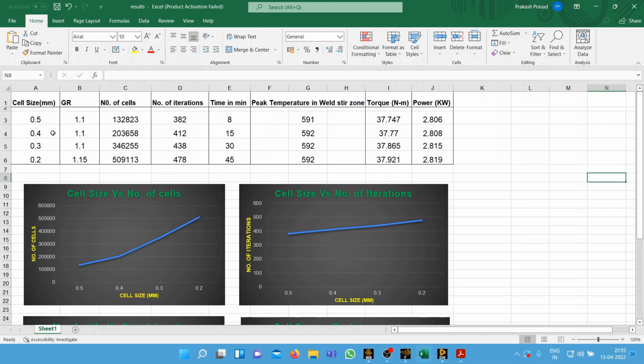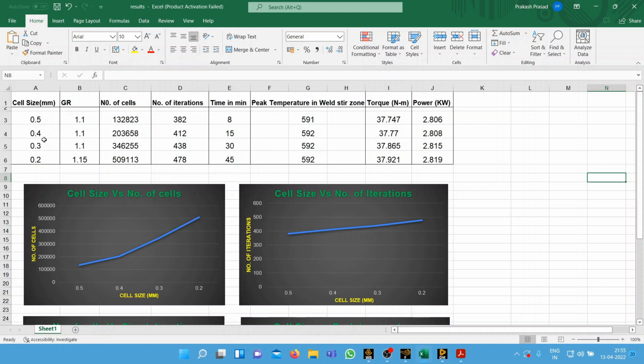Similarly, I decreased the element size in order to see the variation in the solution we get at the end, and the computational time. Here we can see that when the element size is decreased, the number of cells increases. From 132,000 it became 2 lakhs, and the time roughly doubled, around 15 minutes. There was no variation in temperature, it was the same in all three cases, but there was a very slight increase in the torque.